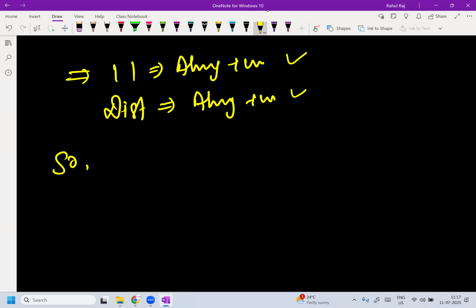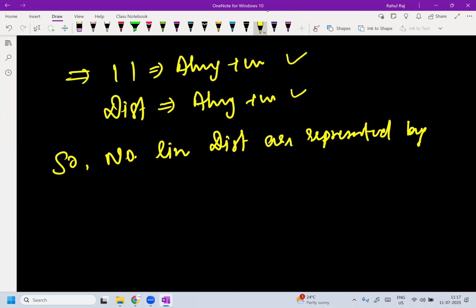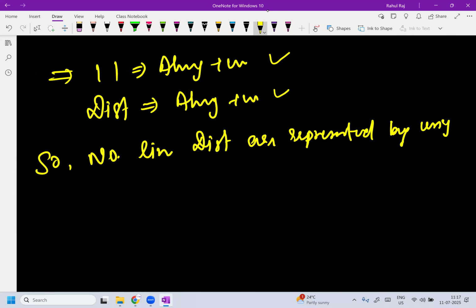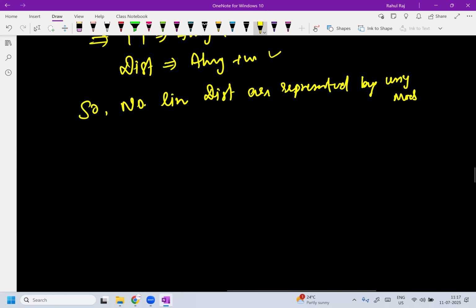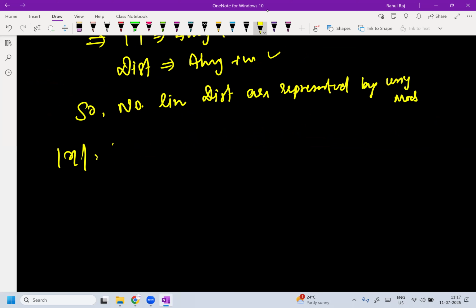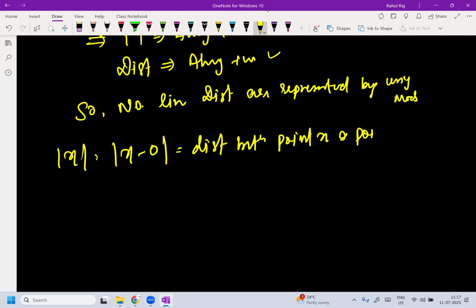So on a number line, distances are represented by using mods. What does this mean? Mod of x is what, Shweta? Can I simply say mod of x minus 0? Anything minus 0 is anything. Simple logic. Can I say this is the distance between point x and point 0 on the number line?